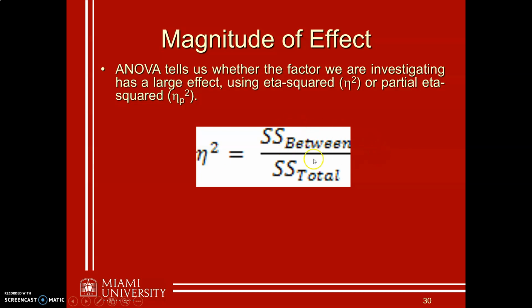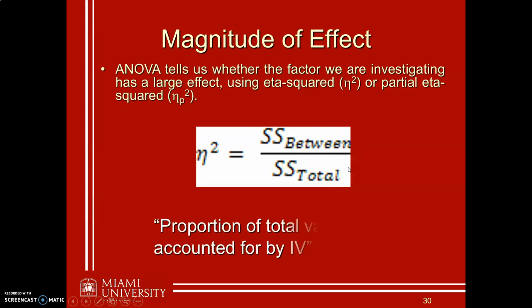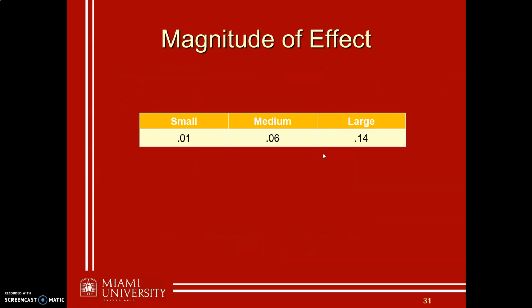So it takes the sum of squares between divided by the sum of squares total, not here influenced by sample size, to figure out that effect size. In other words, we're looking for the proportion of total variance accounted for by the independent variable and not the total variance possible across the sample.